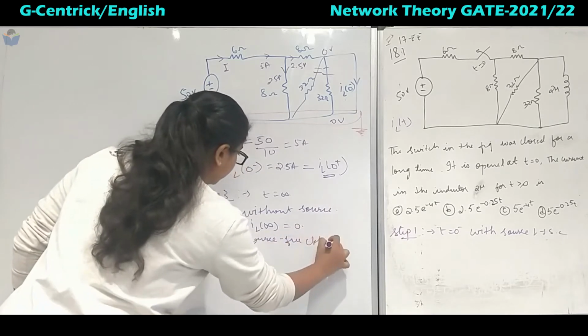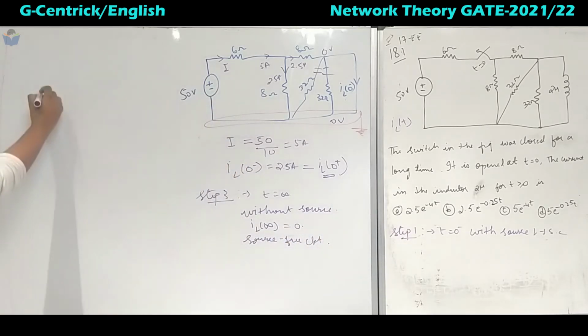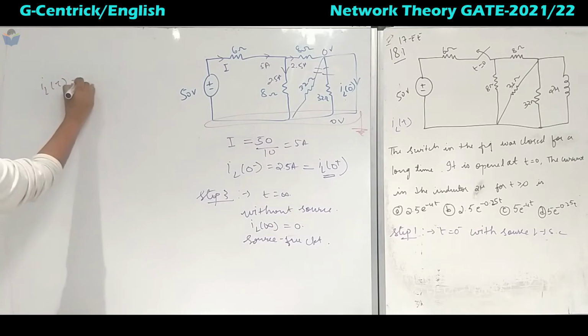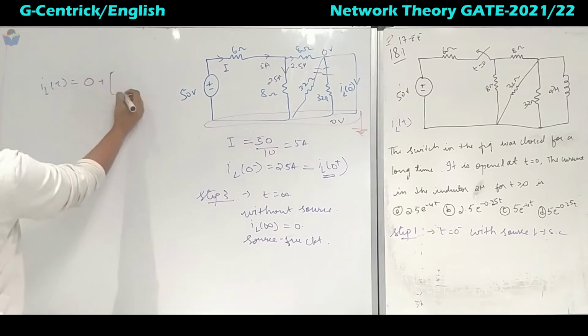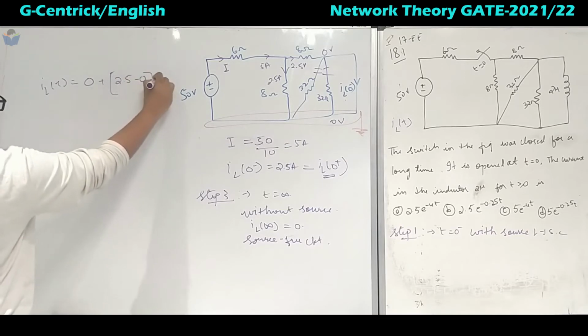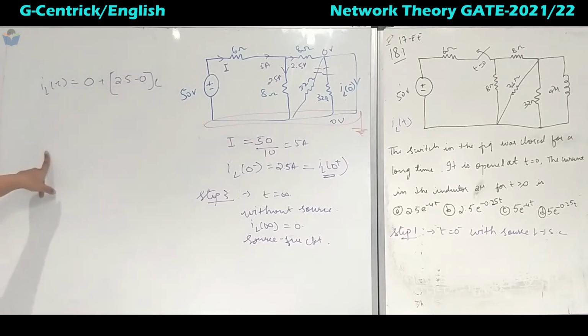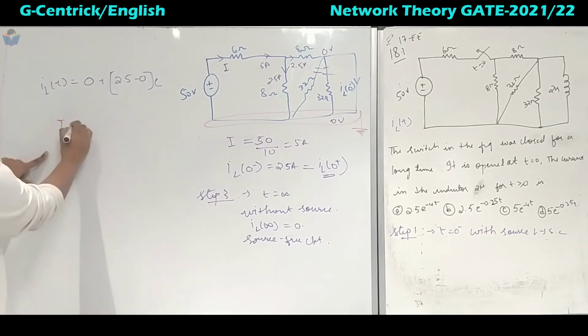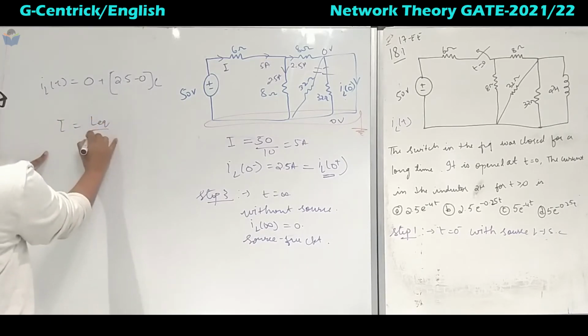So now coming to the generalized equation, what will we get for IL of t: final value plus initial value, which is 2.5, minus final value. Okay, so now we have to calculate the time constant. How do you calculate the time constant, tau? It is again an RL circuit.